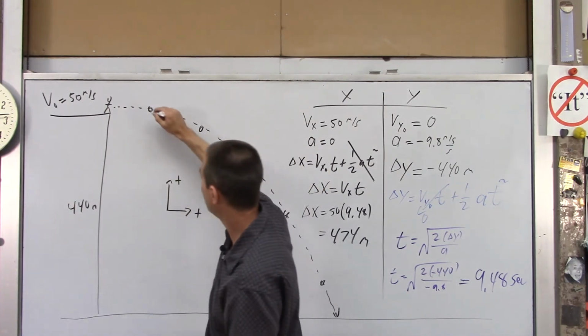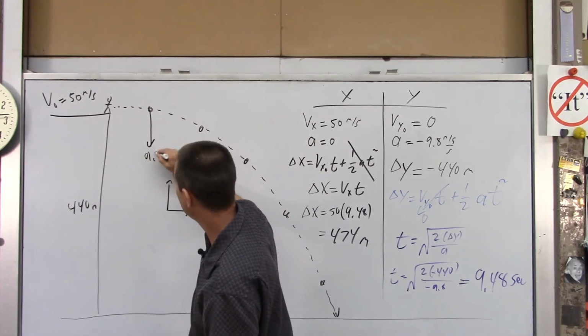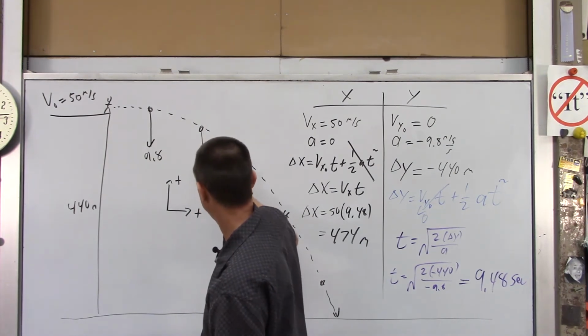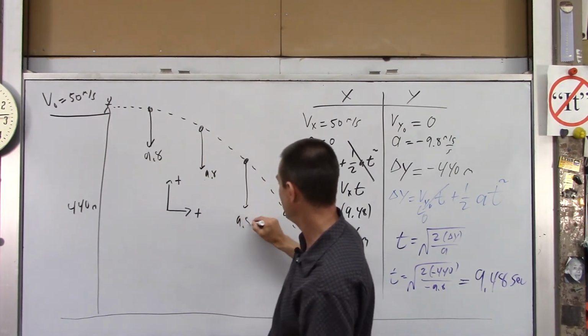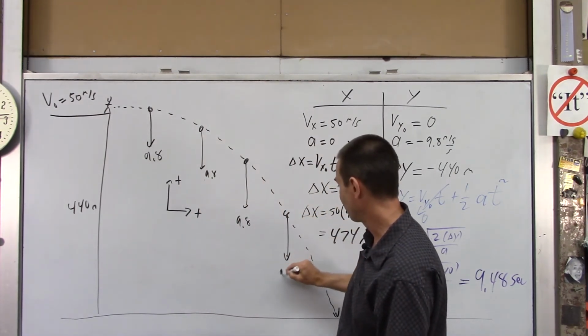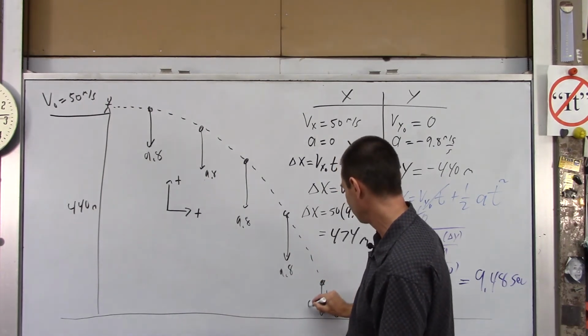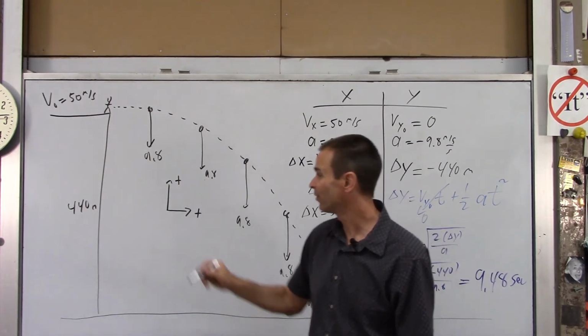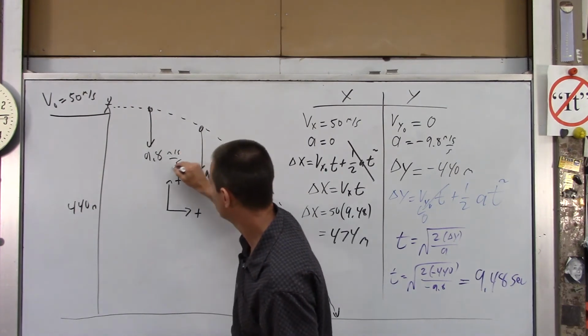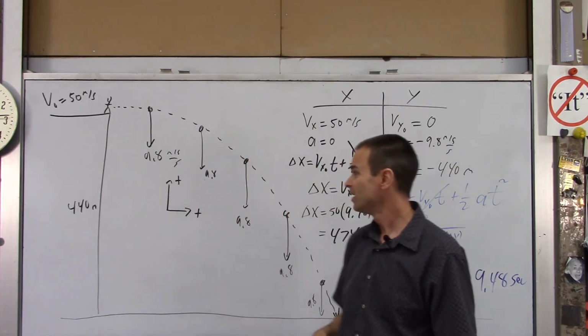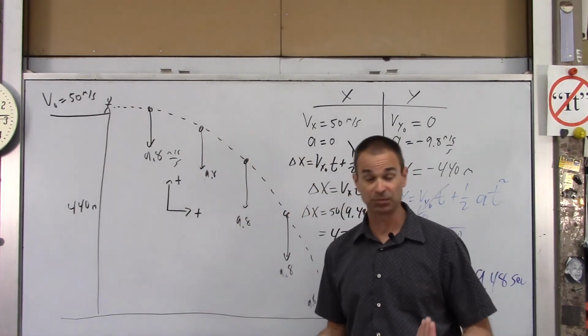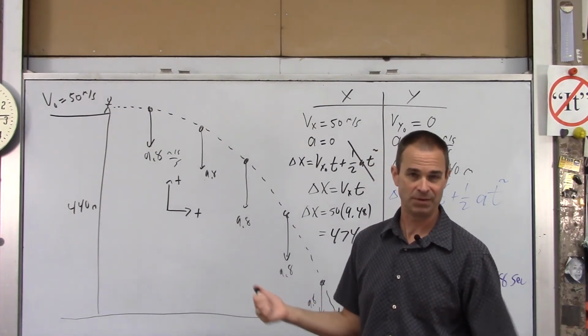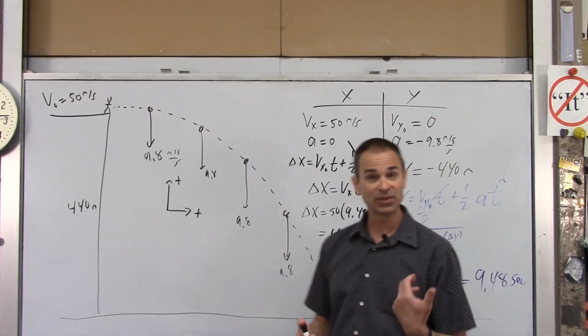So if I'm sketching the acceleration vectors, this is going to be 9.8, this is going to be 9.8, this is going to be 9.8, this is going to be 9.8. They're all going to be the same length, etc., etc. They're always 9.8 meters per second squared. So sketching acceleration of a projectile is really simple. It's always down. It's always 9.8. Okay. What about the velocity vectors?